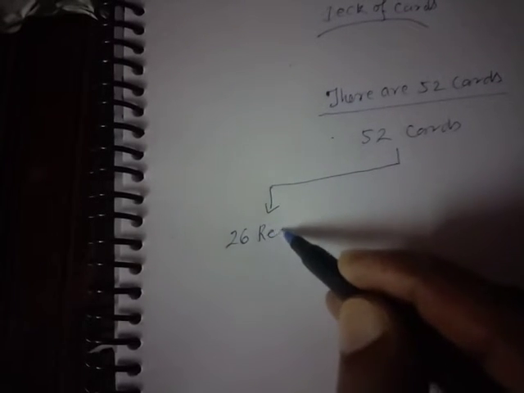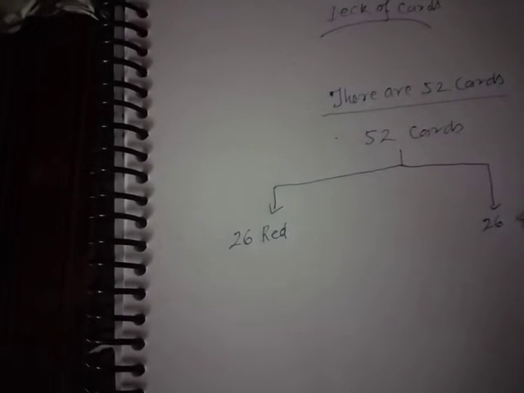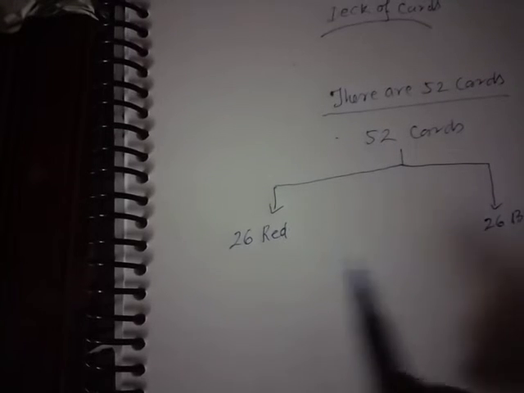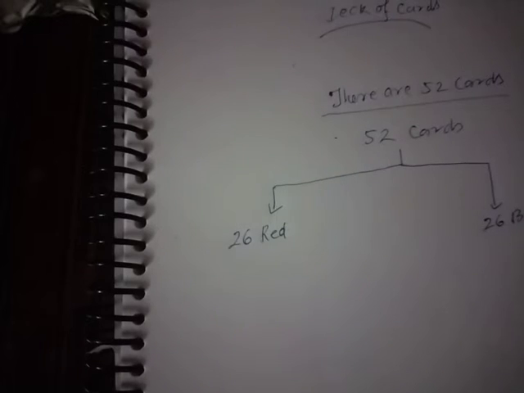There are 52 cards, and out of 52 cards, 26 red and 26 black. 26 plus 26 is 52. Now, 26 red and 26 black.